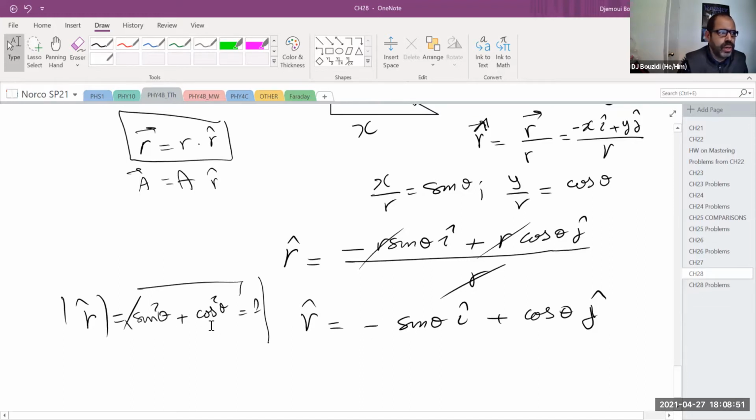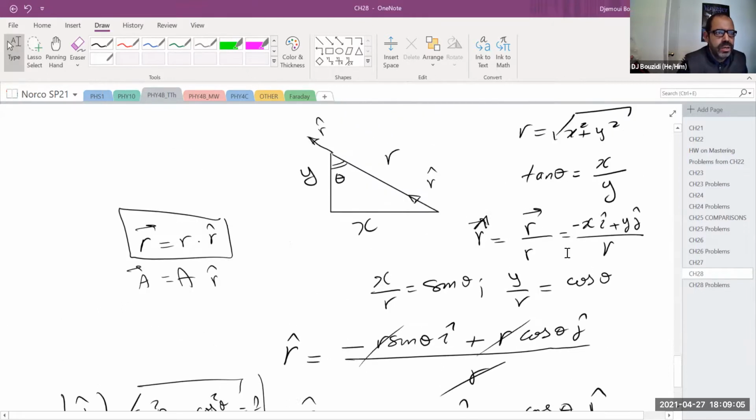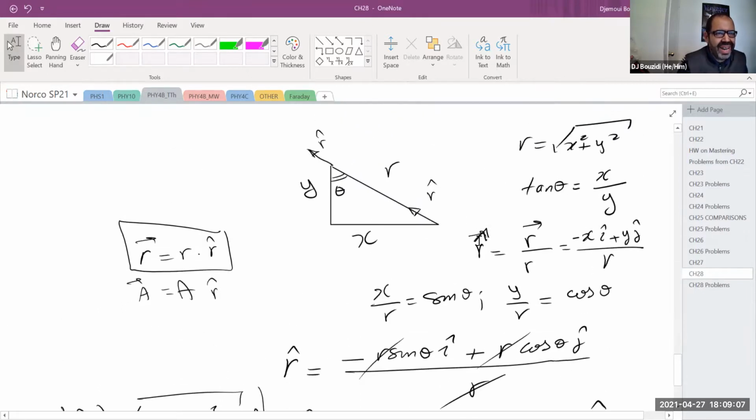Its length is always 1 because its x component is negative sine theta, so when I square it, it's going to be sine squared theta, and its y component is cosine theta, so when I square it, it's cosine squared. And there is that identity in trig that says sine squared plus cosine squared is always 1, no matter what that angle is. So in this case, we have r hat.